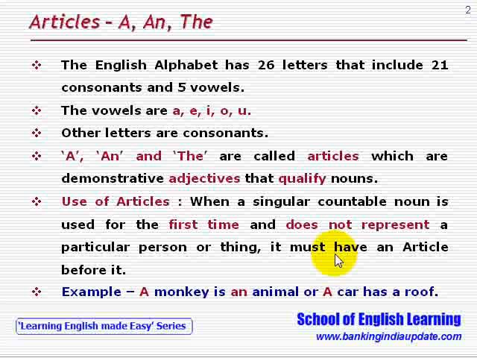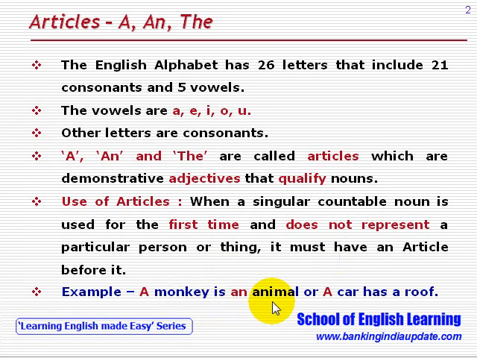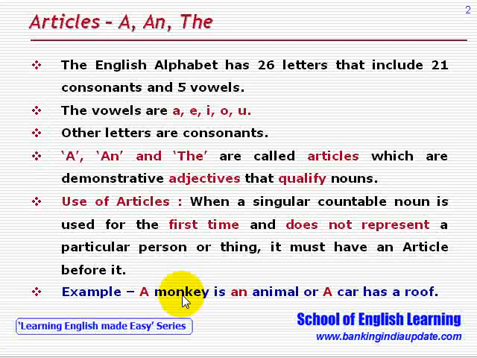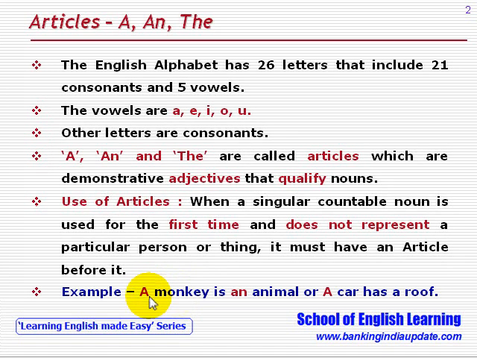For example, a monkey is an animal, or a car has a roof. Here, we are not talking about a particular car or a particular monkey. So we are talking in general. Hence, the article a or article an should be used before them. So a monkey is an animal, or a car has a roof.